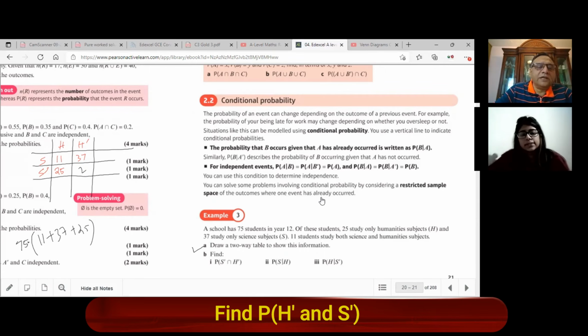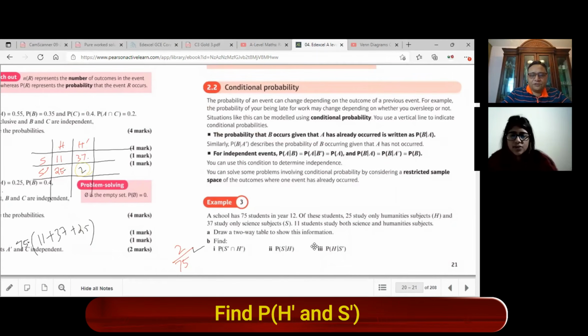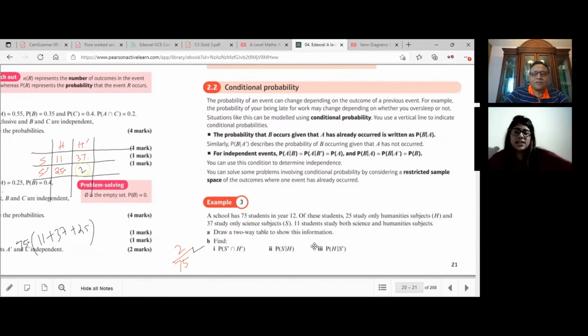So once you have a table, you have all the information. Now, find the probability of not S intersection not H. Probability of not S and not H is 2 over 75. Is this clear to you? Yeah, very clear.